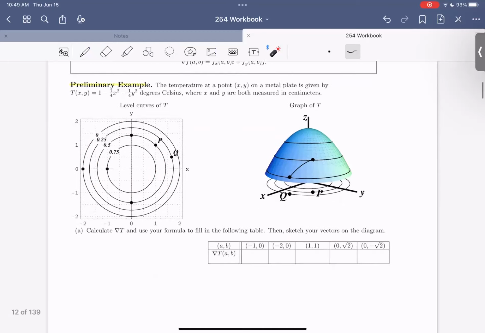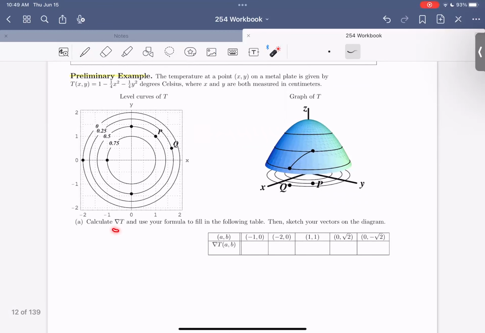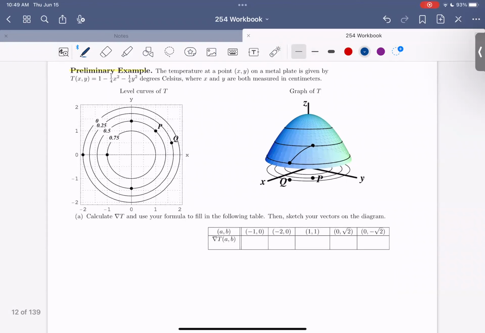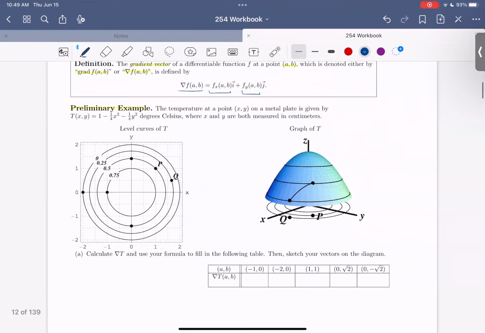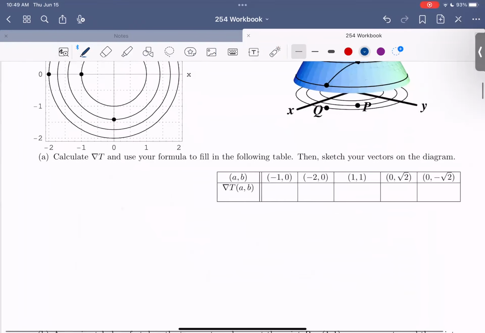Now we are asked to calculate the gradient of T and use the formula to fill in the following table, which is given here. We're then going to sketch these vectors on the diagram. Let's go ahead and get started together, and I'll set you up, and then I'll have you finish off the table. In order to compute the gradient of T, we need the partial derivative of T with respect to x and with respect to y.